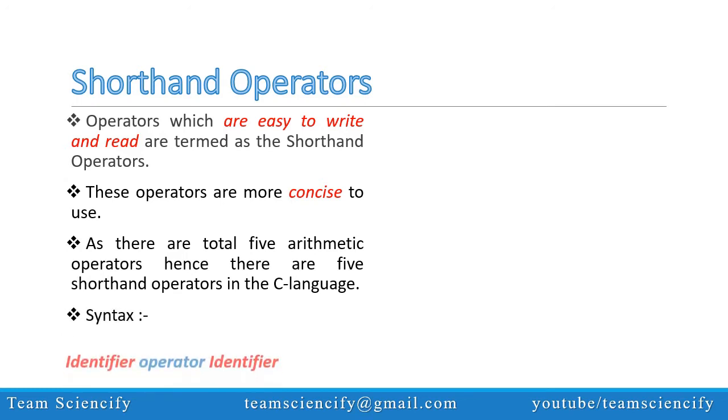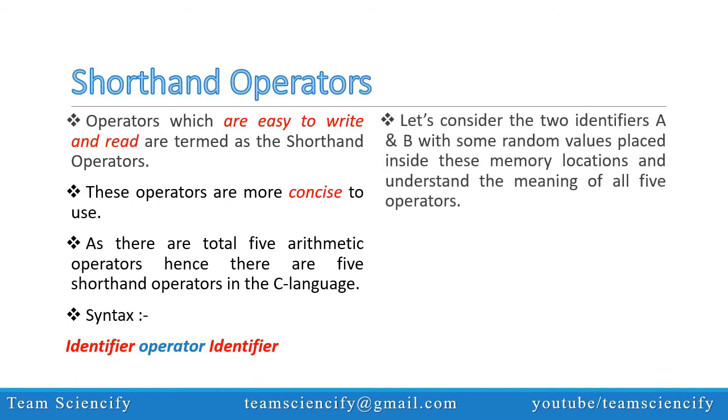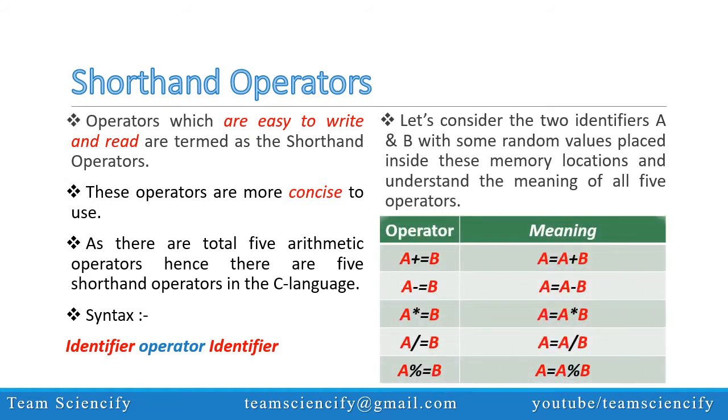Let's consider two identifiers A and B with some random values placed inside these memory locations and understand the meaning of all 5 operators listed in the table given below. First, A plus equal to B. The meaning of this operator is A is equal to A plus B. Second, A minus equal to B. The meaning of this operator is A is equal to A minus B.